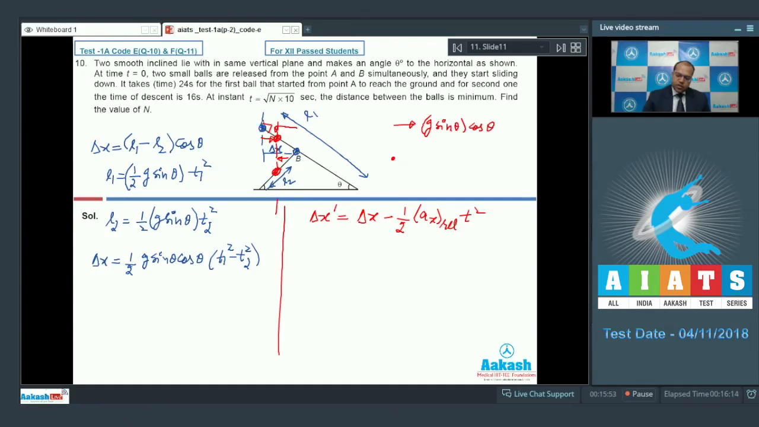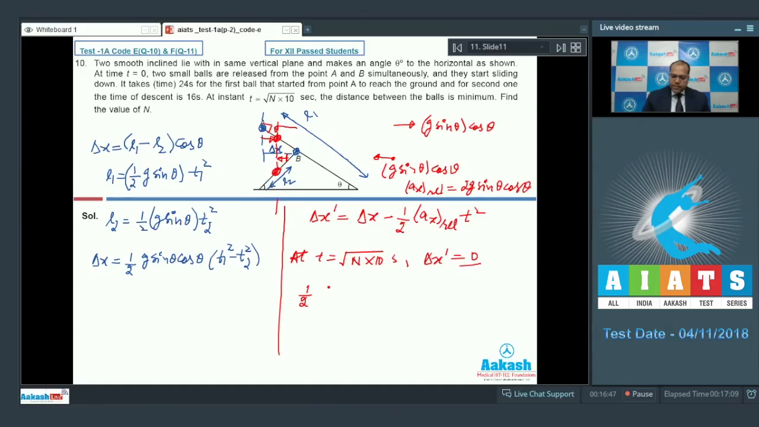Similarly, the acceleration of the second ball in this direction is g sin theta into cos theta, because this angle is theta. So the relative acceleration a_x relative is equal to 2g sin theta cos theta. So I can say that at t equal to root n into 10 seconds, the value of delta x dash, that is the relative separation between 1 and 2, must be equal to 0. So in that situation, delta x is equal to half a_x relative into t square.